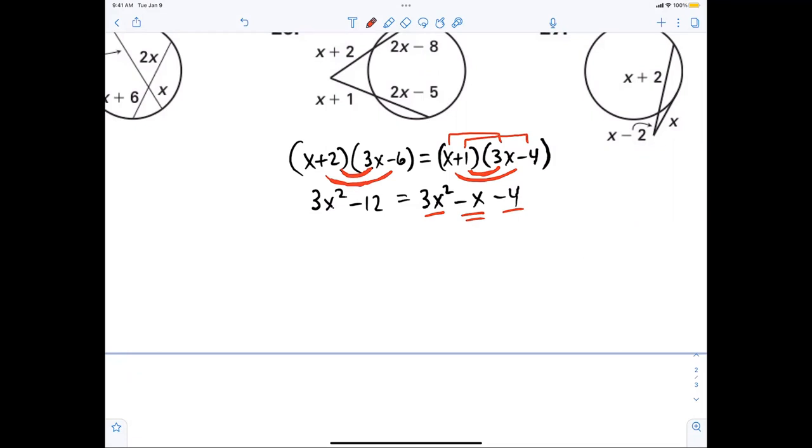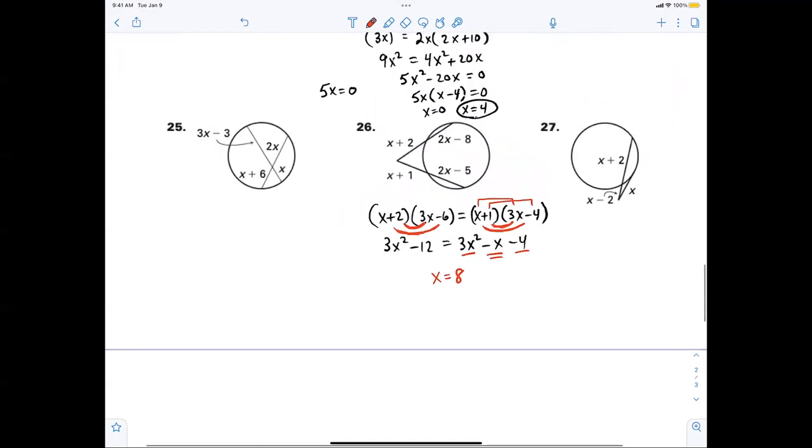Now, what happens to the x squareds? They cancel out. So if we do our mental math here, we can all look at that and say, that's good work because x equals what? Negative 8 or positive 8? I think it's positive 8. Is that correct? All right, x equals 8.